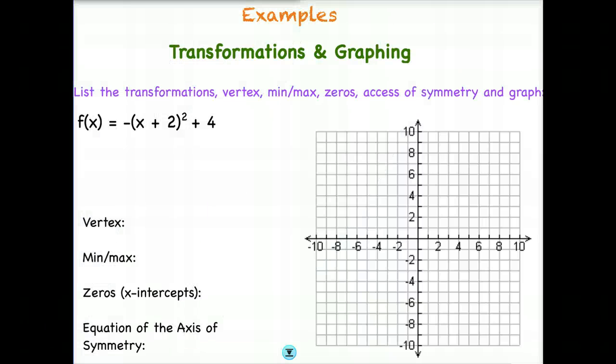Let's go ahead and do another example. And if you feel like you're getting this, you can skip the other examples. I just want to make sure that you have plenty of examples to come back and reference when you are doing the practice problems. So let's go ahead and look at this one.